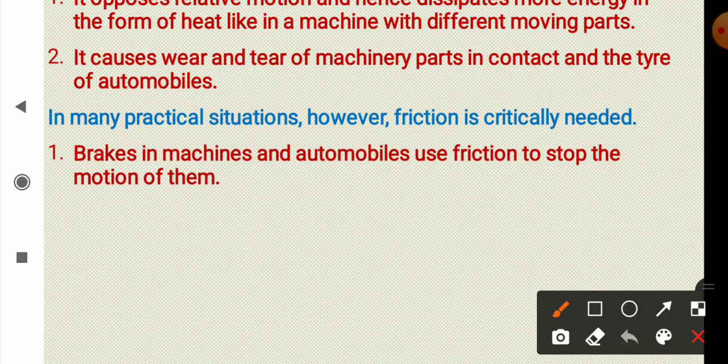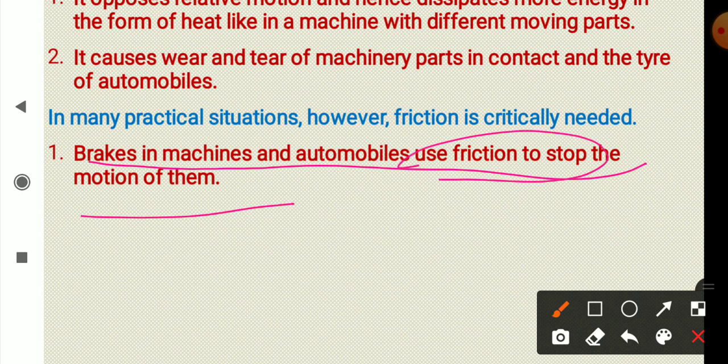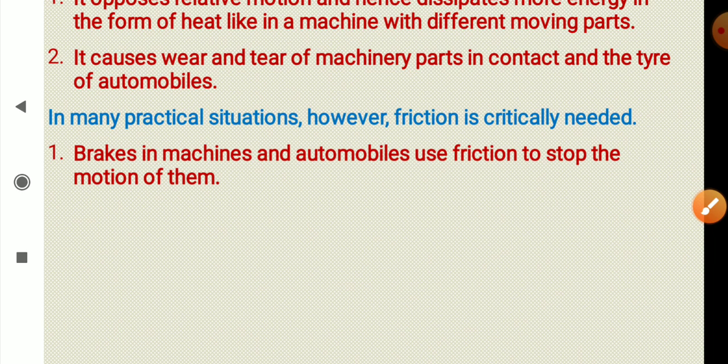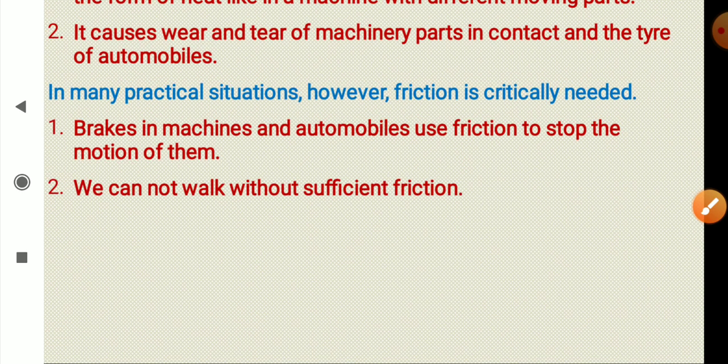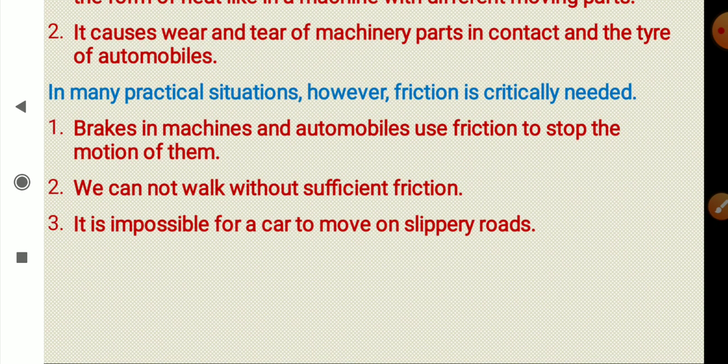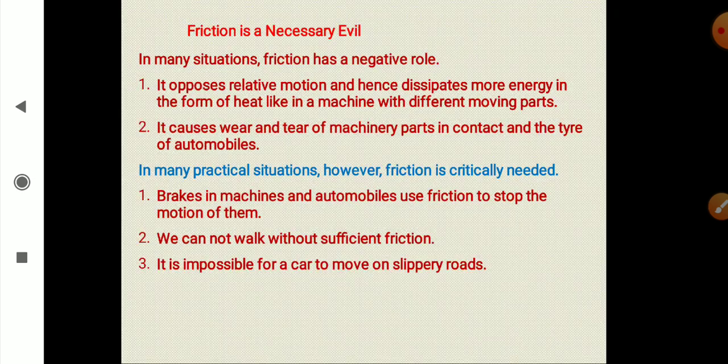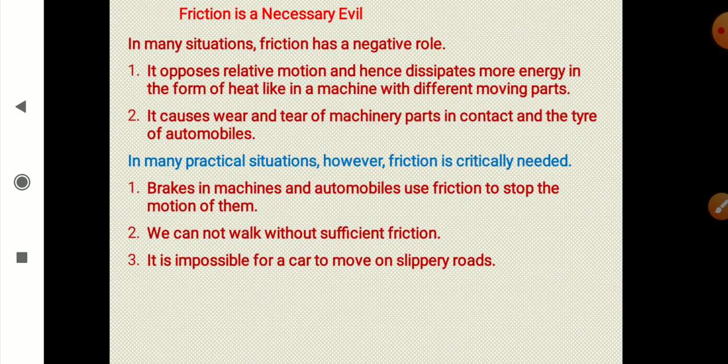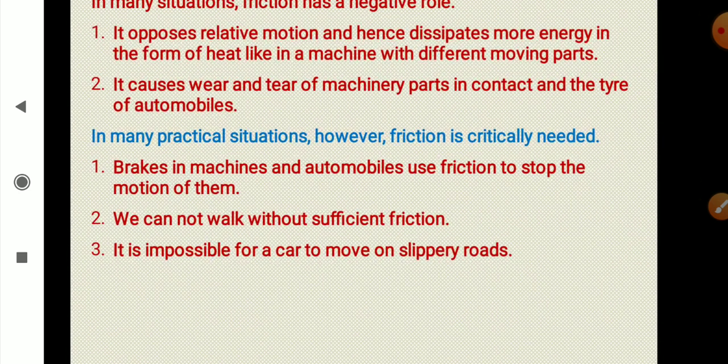So brakes in machines and automobiles use friction to stop the motion. अगर फ्रिक्शन नहीं है ब्रेक्स में तो आपकी कार आप रोक नहीं सकते. You cannot walk. See, there are so many examples. It is impossible to move a car on a slippery road. So many examples, you are familiar with them.